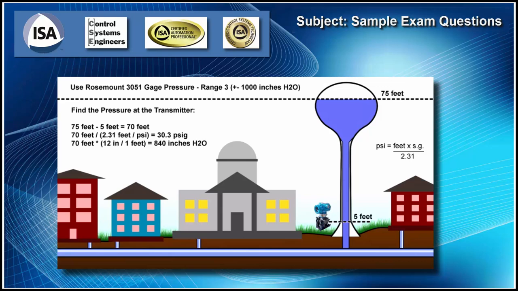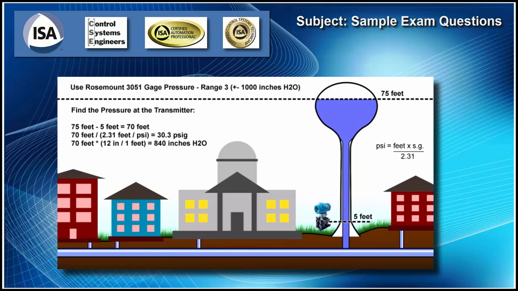Okay, some sample exam questions. On the CSE exam, and you could find this on the CCST as well, it'll say, we've got a hydrostatic tower that provides water to a town. The top of the tower is at 75 feet full of water, and we have a transmitter 5 foot off the ground. Then they'll ask, what is the reading on the transmitter? They may say, what is it in PSI, and what is it in inches of water?